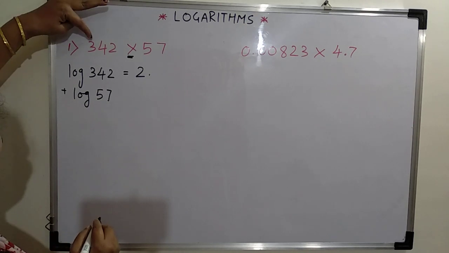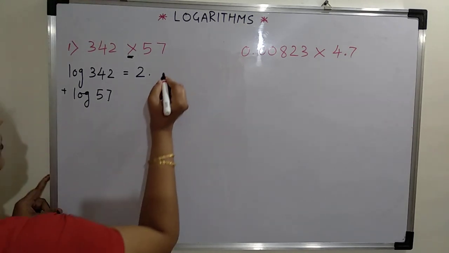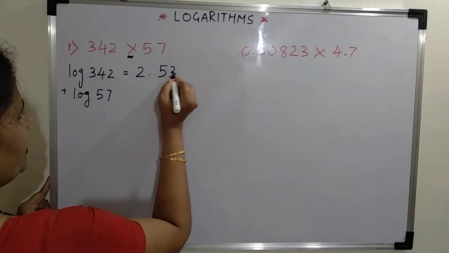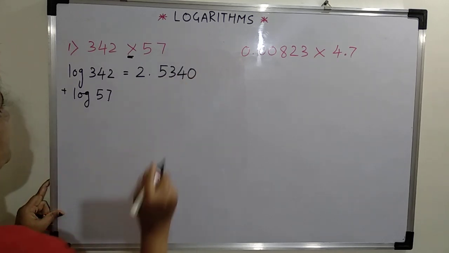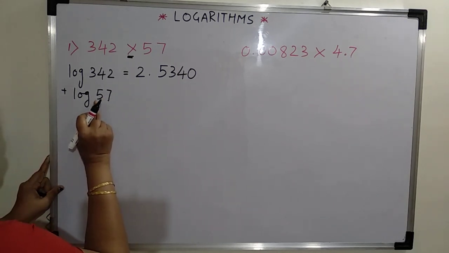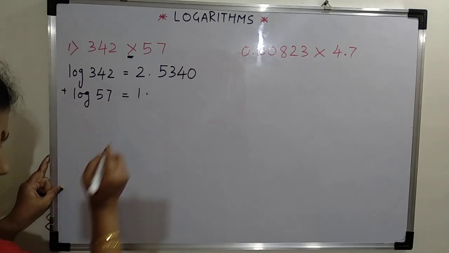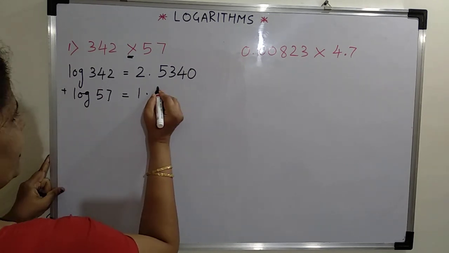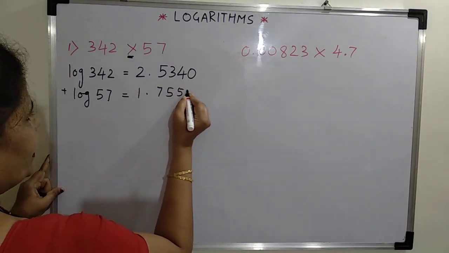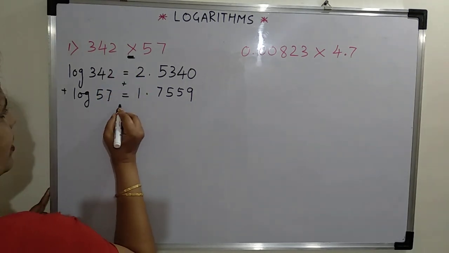Now I will check for 34 under 2. And I think this value is 5340. Got it right, students? This is 5340. Same I will go for this. 1, 2 minus 1. So it will be 1 point. And it is 7559. Students, as it is multiplication, I will add the log values.